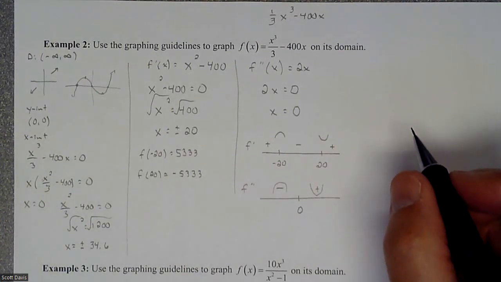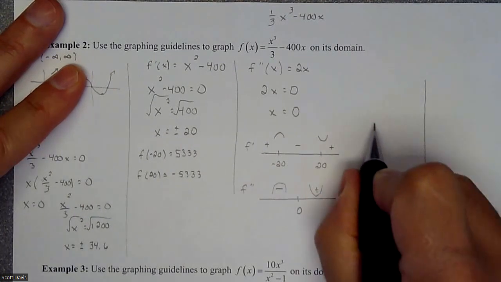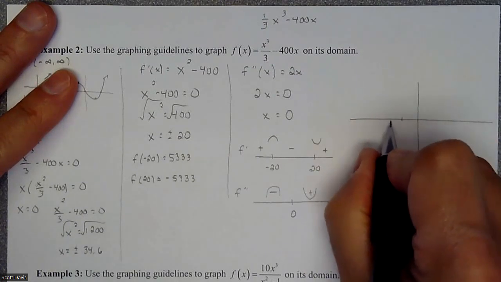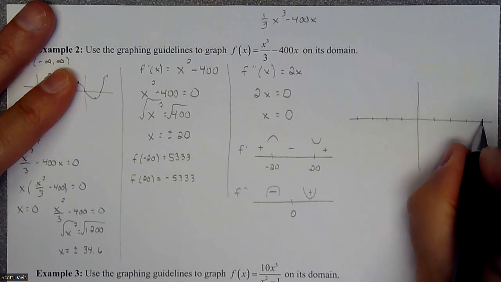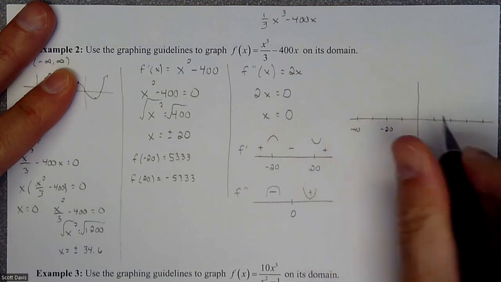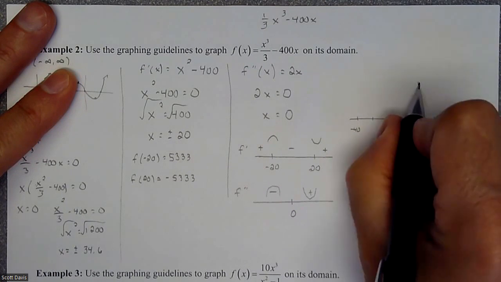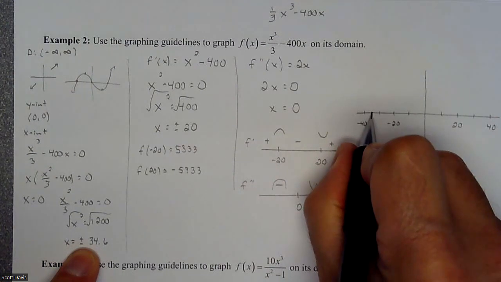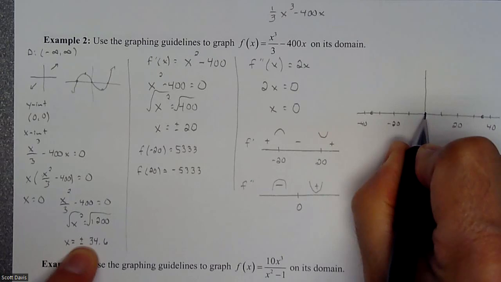So our graph, as accurate as we could do, would be: we would have 10, 20, 30, 40, 10, 20, 30, 40. So -40, -20, 20, 40. And we would have x-intercepts at about 35-ish: -35, +35, and at 0.